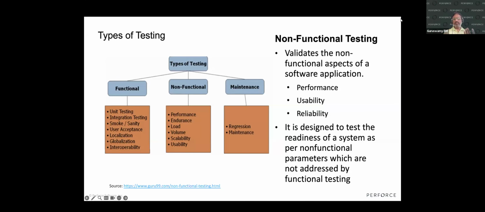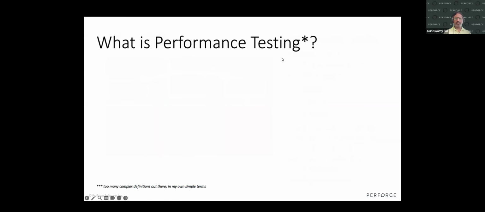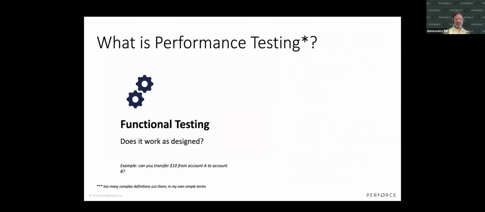So today, majorly focus on the performance with the Blazemeter. All right. And what is performance testing, right? You all know that functional testing is: does it work as designed? For example, if the login is able to log in with a specific set of users, and if it is a banking application, if it is able to do a deposit, if it is able to do the fund transfer, all those things, right? Suppose, can you transfer 10 from account A to account B? So that's what functional testing does.